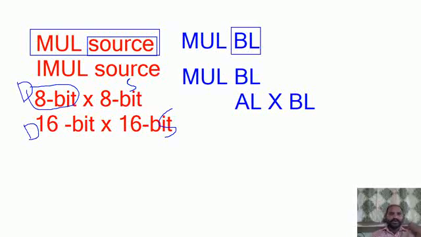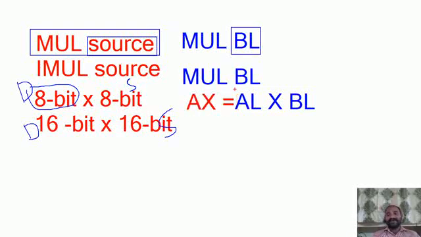We will see 16-bit multiplication also. One more thing: when you perform multiplication between two 8-bit numbers, the result is going to be a 16-bit number. It is stored in the destination, but in this case the destination is a 16-bit register. So as we are using AL for 8-bit multiplication, the result is stored inside the AX register.